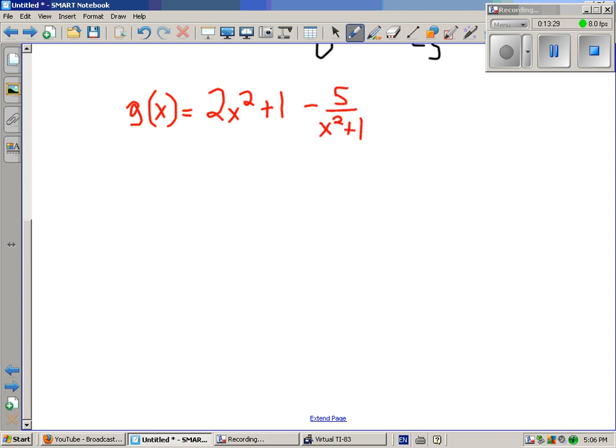Okay, let's see. Apply the same rules. As x goes to infinity, as x gets really big, 2x squared is not going to go away. 1 is not going to go away. It's not going to matter so much, but it's not going to go away. And then this last term, negative 5 over x squared plus 1, that's going to approach 0 because x squared plus 1 is going to get a whole heck of a lot bigger than 5. So g of x is actually going to approach 2x squared plus 1.